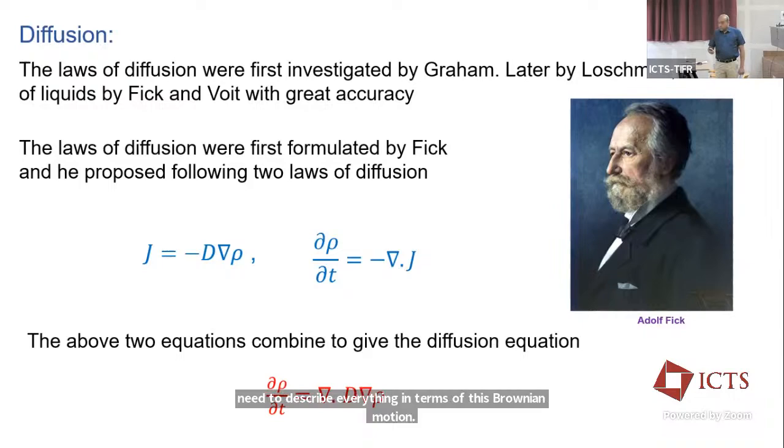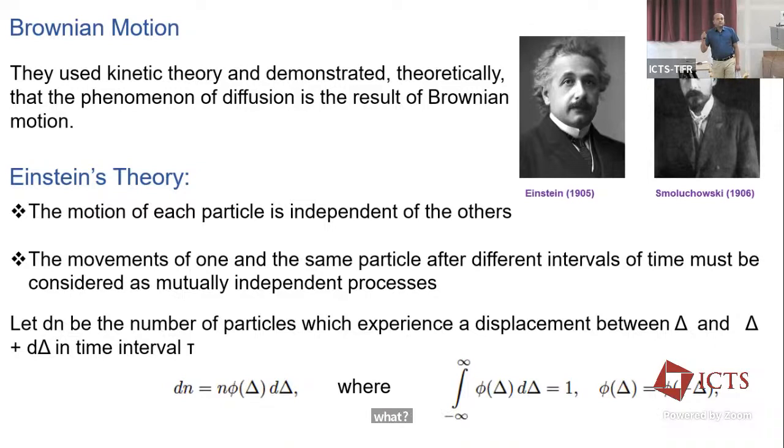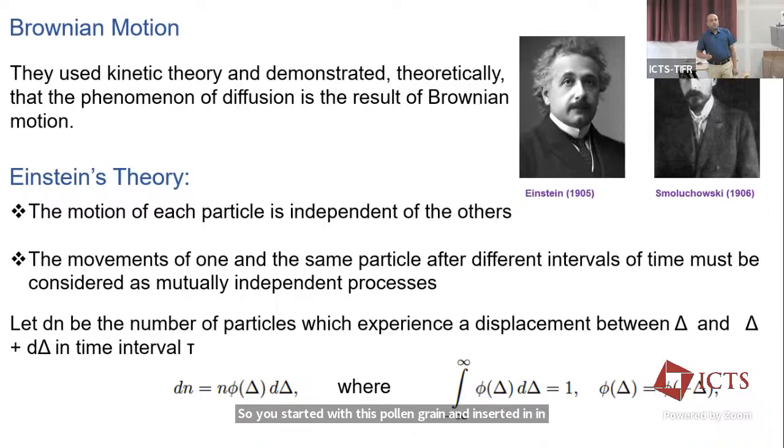Robert Brown actually started this work. He took a pollen grain, inserted it in some water, and watched the movement of the Brownian particle. He found that the motion of this particle is random, and it is not very similar to a classical particle. It has some unusual type of behavior, and he was trying to understand that phenomenon, but at that time it was very difficult to comprehend.